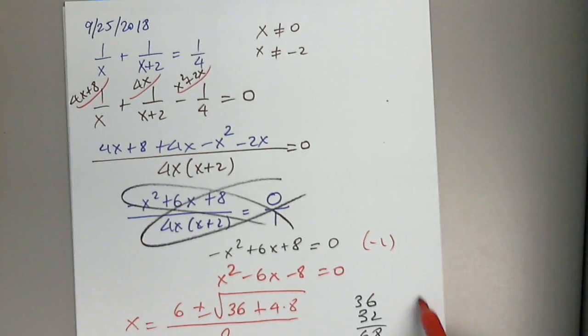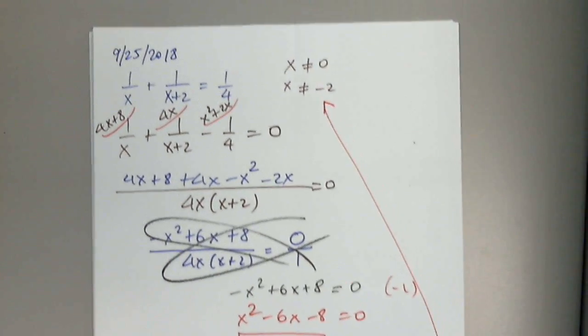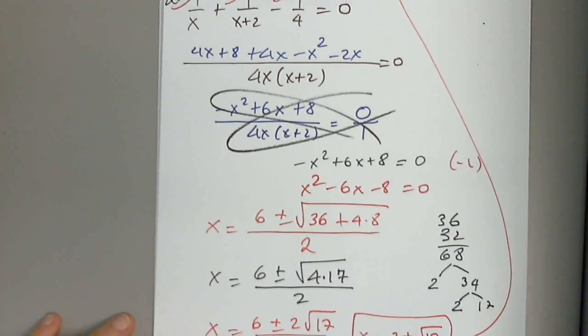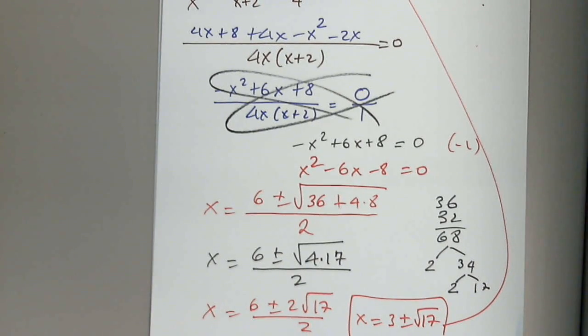My first thought is this. Well, it's clear that this equation has two solutions that are irrational numbers, not rational numbers. 3 plus the square root of 17 and 3 minus the square root of 17.